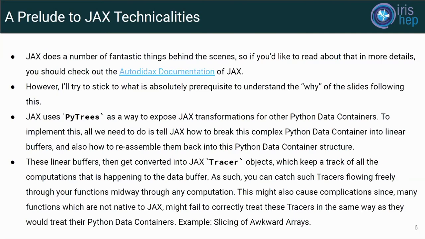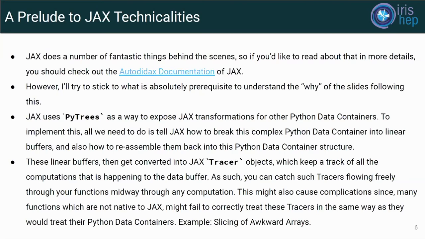However, this is just the internal detailing of JAX that we used to solve our problems. JAX uses something called PyTrees as a way to expose these JAX transformations like JVP, VJP, or in more general terms, forward differentiation, reverse differentiation, and JIT compilation, for data containers other than device arrays. To implement all of this, we need to tell JAX how to break this Python data container into linear buffers and how to reassemble them back into the Python data container structure.